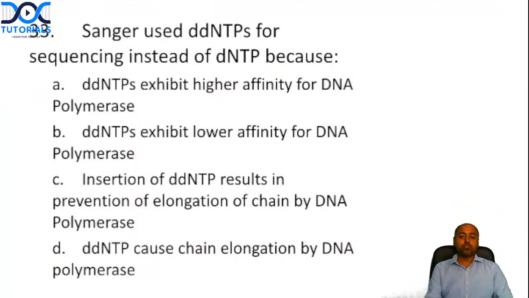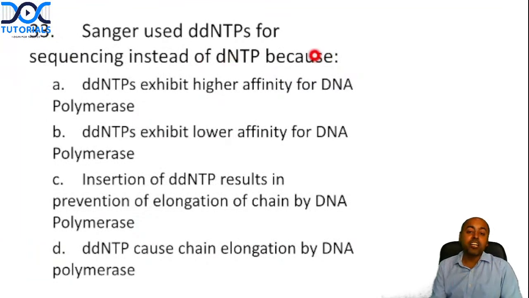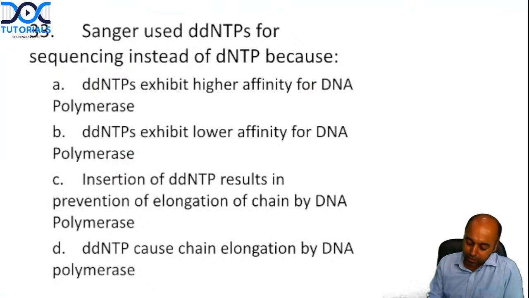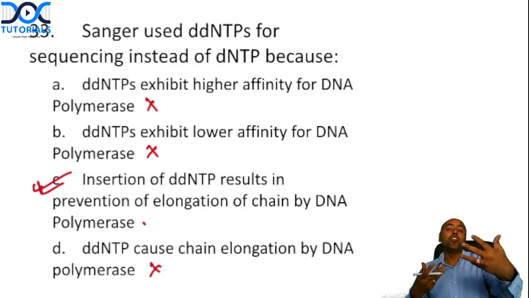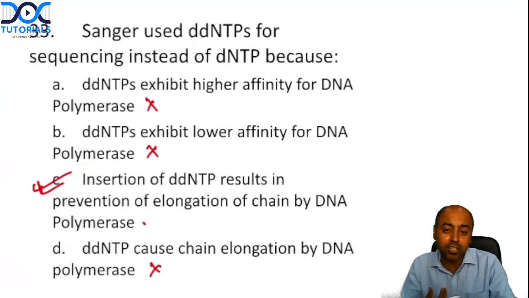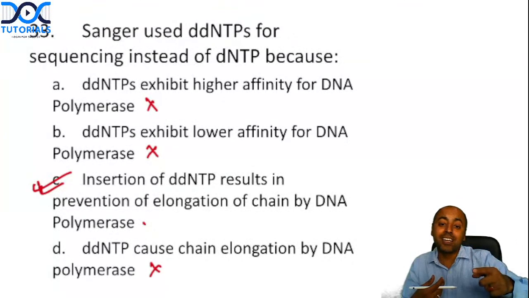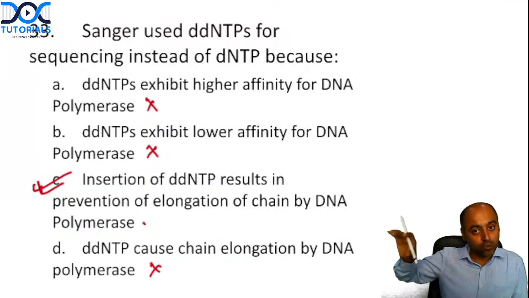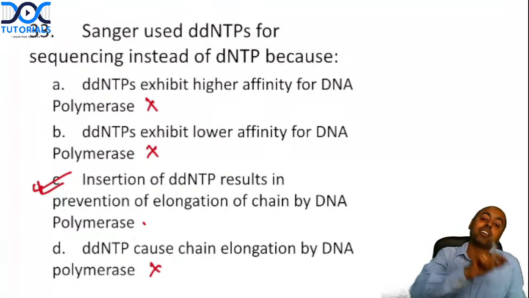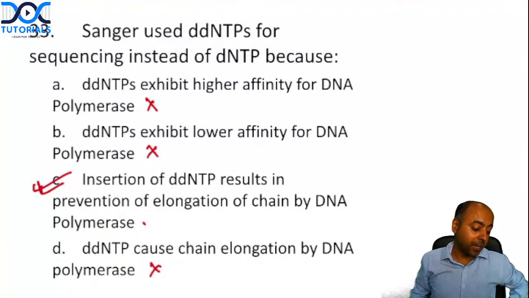Now Sanger used the ddNTP for sequencing instead of dNTP because of what reason? Which is the possible reason? ddNTP exhibit higher affinity for DNA polymerase? No. ddNTP exhibit lower affinity? No. Insertion of ddNTP results in prevention of elongation of chain by DNA polymerase. Because ddNTP will not receive the next nucleotide. The deoxygenation is occurring at position 3 also. Normally the dNTP is deoxygenated at 2, but dideoxy is also deoxygenated at carbon 3, so the next nucleotide cannot come and get attached.